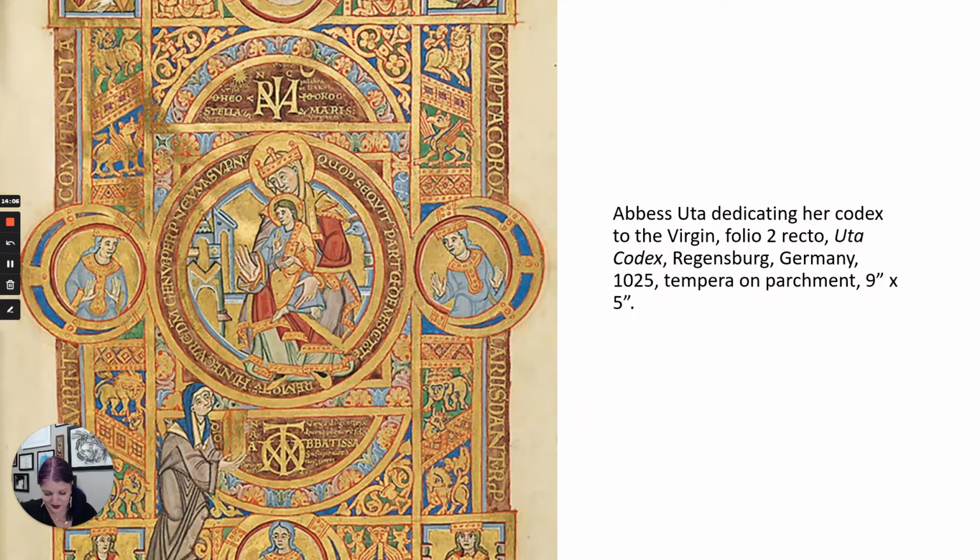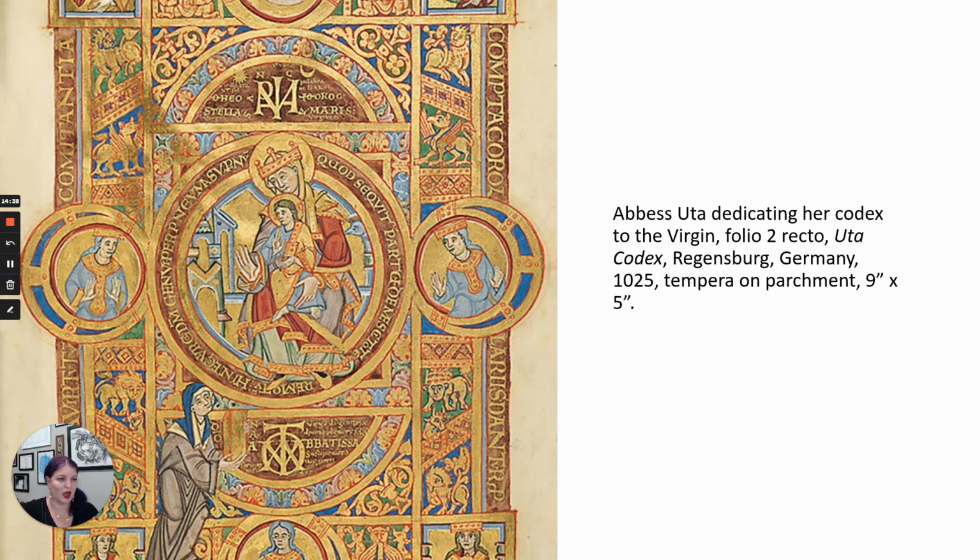This is the Uda Codex. So Uda was the abbess, so she was like the head nun basically of an abbey. And this is her dedicating her codex to the Virgin. So she's the little nun figure at the bottom that's kind of looking up to the enthroned Virgin Mary and Christ. You can see Christ has his cruciform halo sitting on his mother's lap, and Mary is wearing a crown because she's the Queen of Heaven.